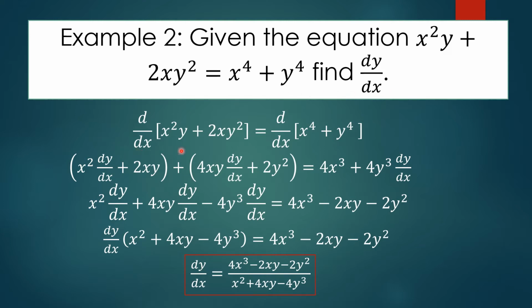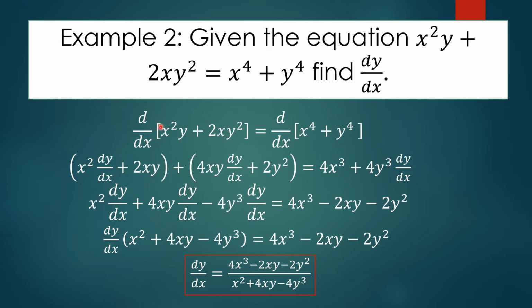Okay, so first, of course, kunin mo muna yung derivative ng bawat panig of the equation. So, narito ang derivative of the left side, x squared y plus 2xy squared is equal to the derivative of the right side, x raised to 4 plus y raised to 4.